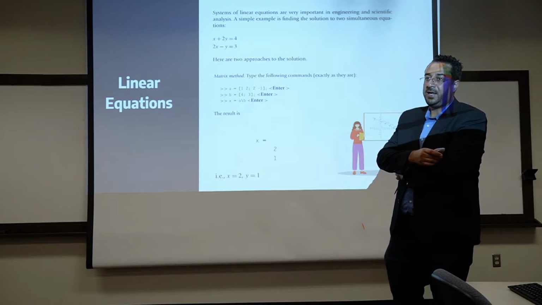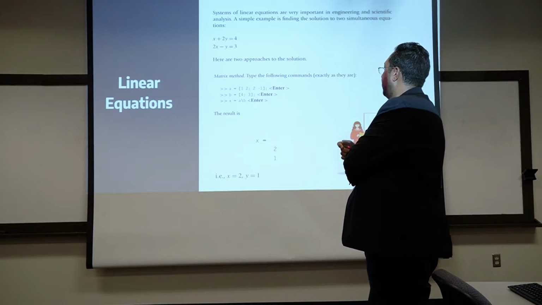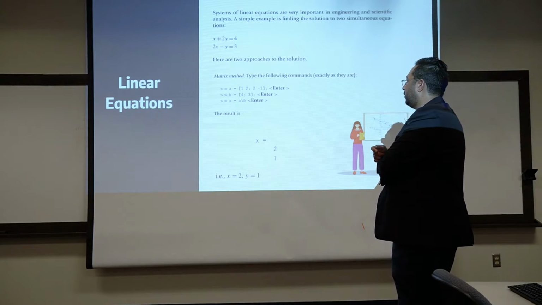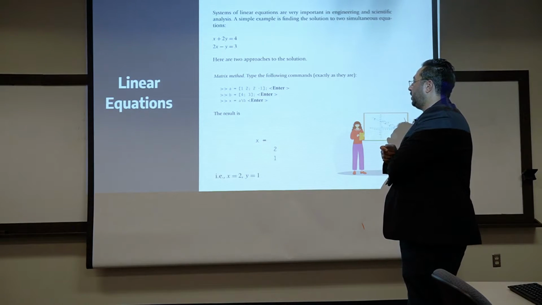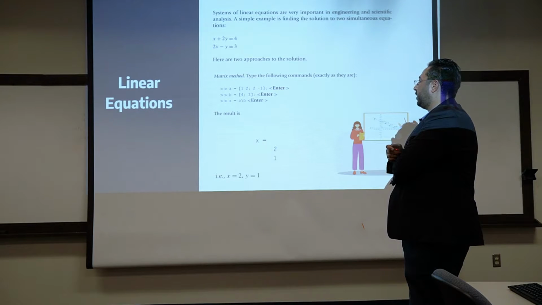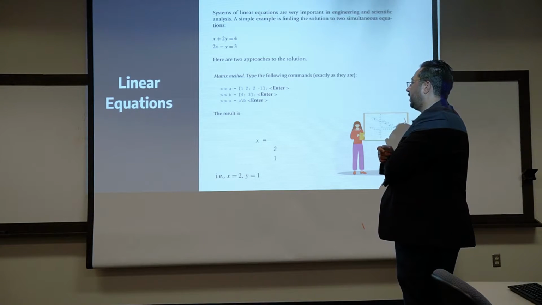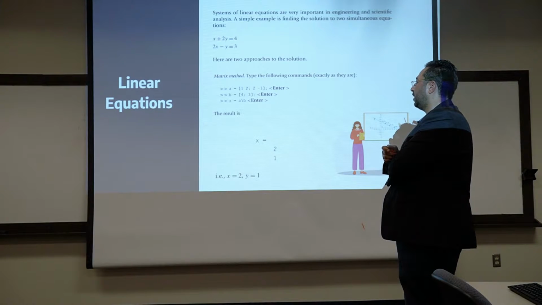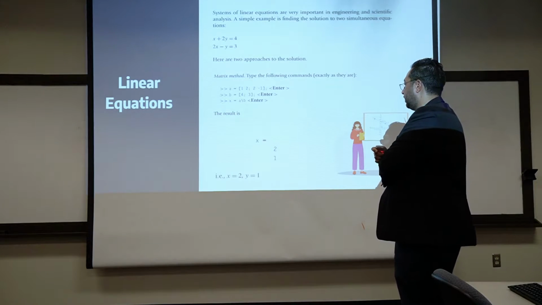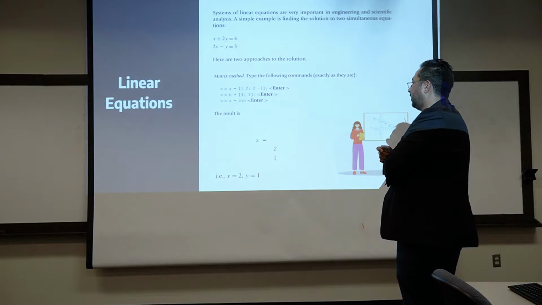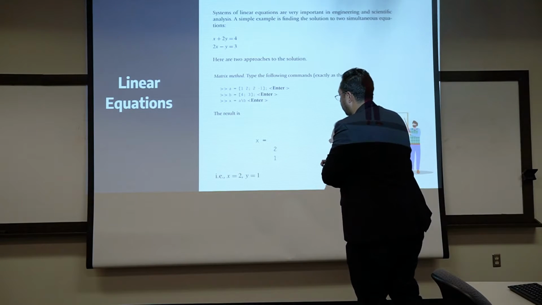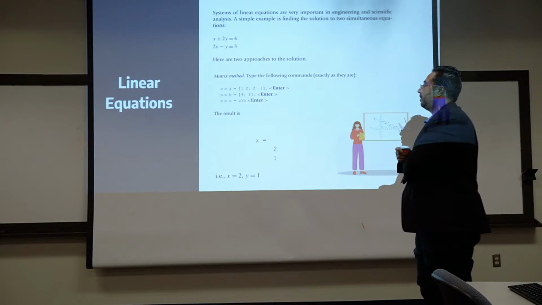We are creating matrix A and matrix B. In matrix A, we have 1, 2, and 2, minus 1. In matrix B, we have 4 and 3. Then you are dividing matrix A by matrix B, and you will get the final results. This way, it solved for x and y for you.